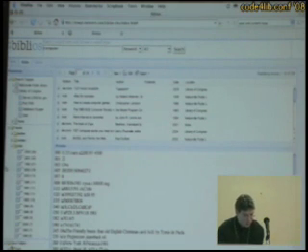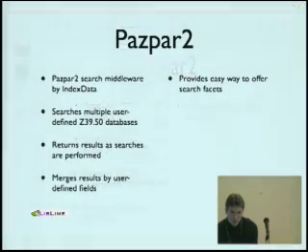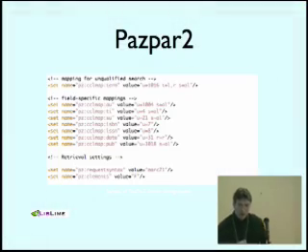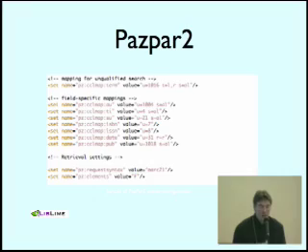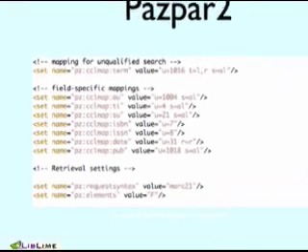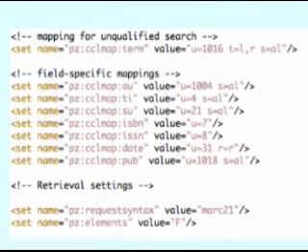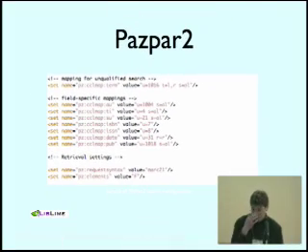And back to this. Pazpar2 is also very easy to configure via XML files. This is just a quick example of configuring the search types that Pazpar2 is using, translating search types like TI for title into the attribute.